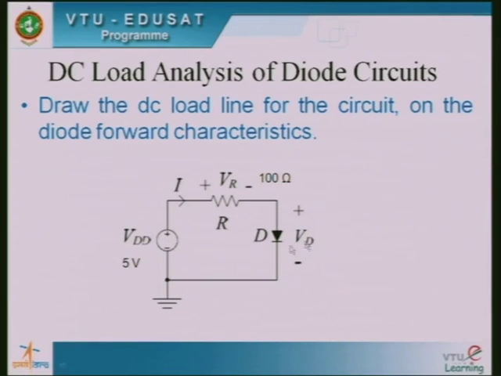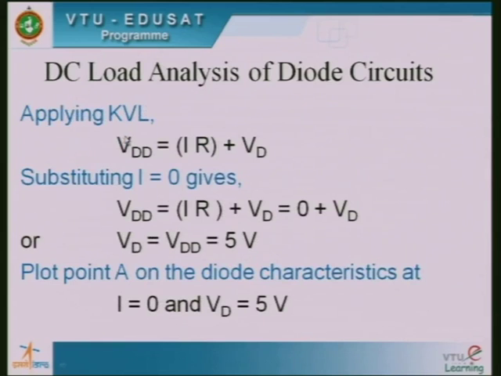And therefore what happens here? It conducts. When it conducts, if you apply Kirchhoff's voltage law, we get VDD equal to IR plus VD. Therefore VDD, the DC supply voltage, is equal to I, the current flowing through the diode circuit, times R, the series resistance, plus VD, the voltage drop across the diode.